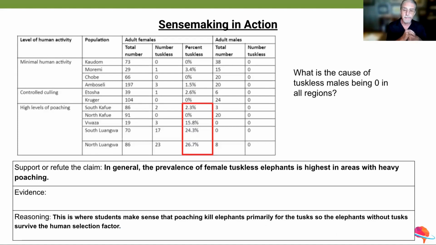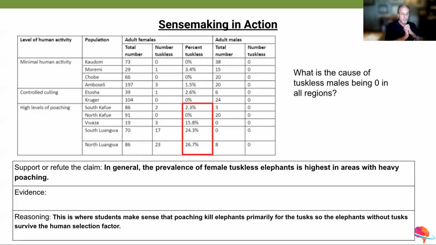So another thing about this that I can see is there are no tuskless males. What happened to that? Why no tuskless males? Maybe I don't know, but I would want the students to say, well, I don't know. You've got tuskless females. It's a genetic trait. Maybe something else is going on that's making it so the males are not able to survive.